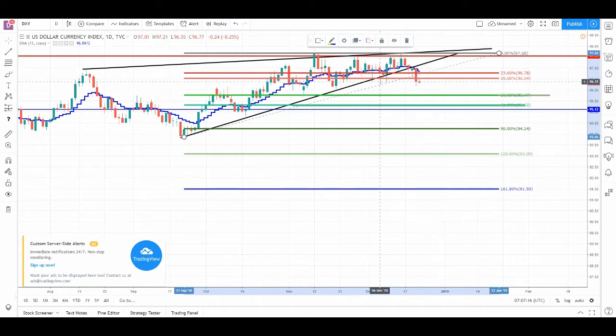There's not much to stop it. I mean, we've closed under the wicks here, the shadows, so it's going to go down. No doubt, the dollar is going to continue going down.